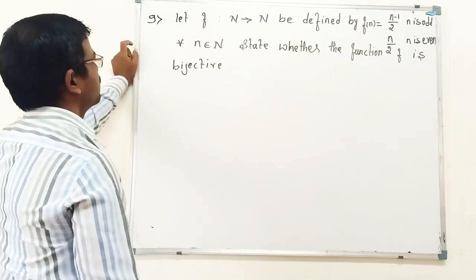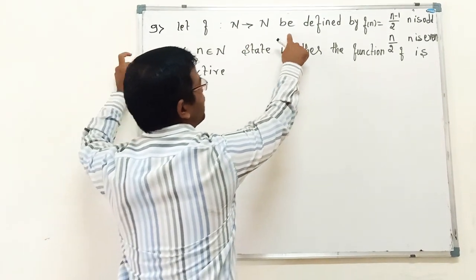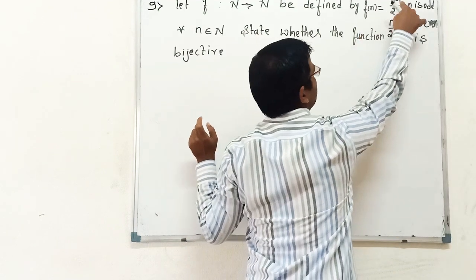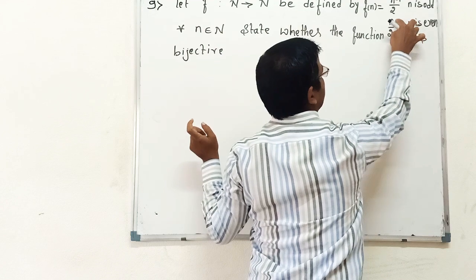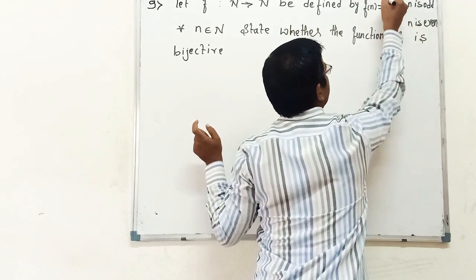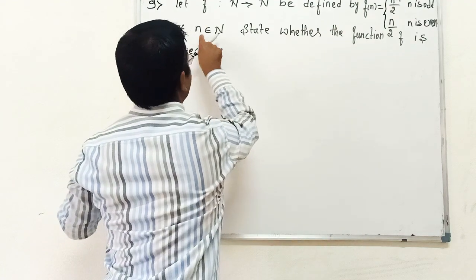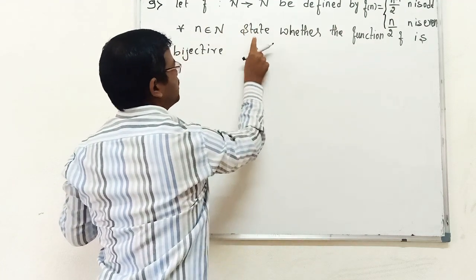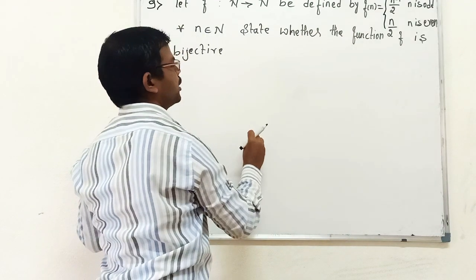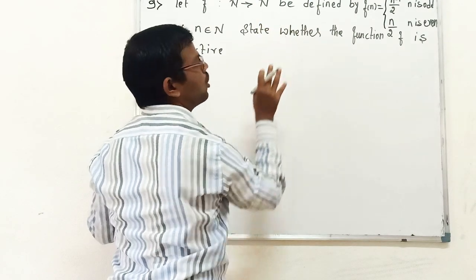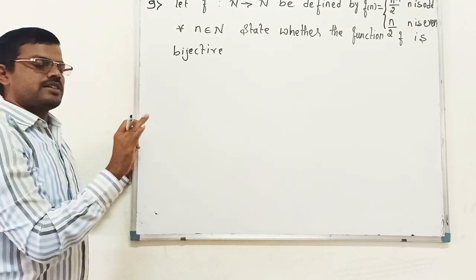Let f be a function from N to N defined as f(n) = (n + 1)/2 if n is odd, and n/2 if n is even, for all n belonging to the natural numbers. It is the definition of the given function. State whether the function f is bijective. We have to state whether it becomes bijective or not.